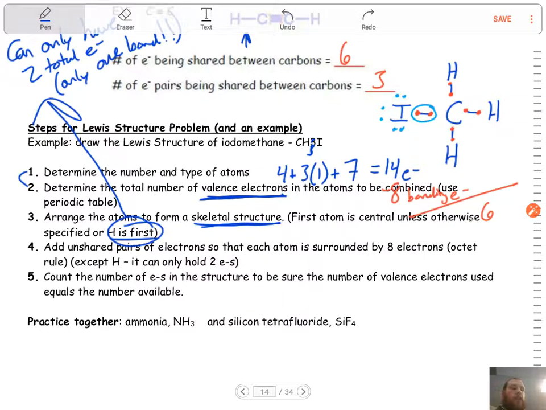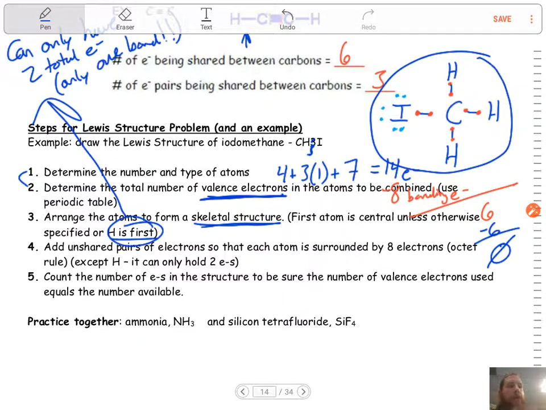Okay, so that takes care of my last 6. That means I've used all of my electrons that I had originally counted, and that means my structure is good right here. Let me erase that. This is what iodomethane would look like. Make sure that every atom is satisfied with 8, or in hydrogen's case 2, before you move on.